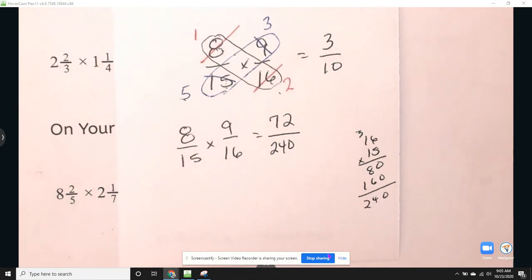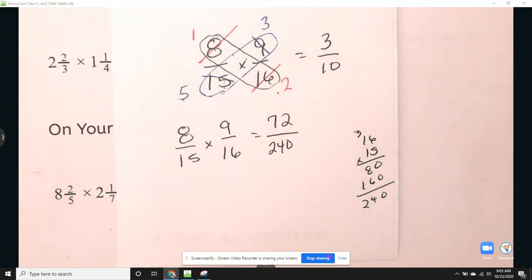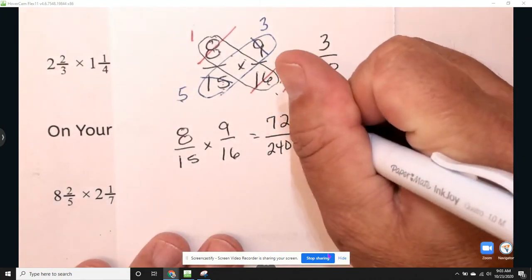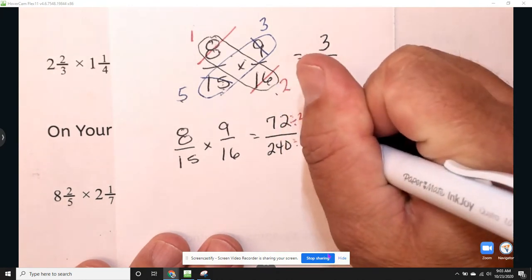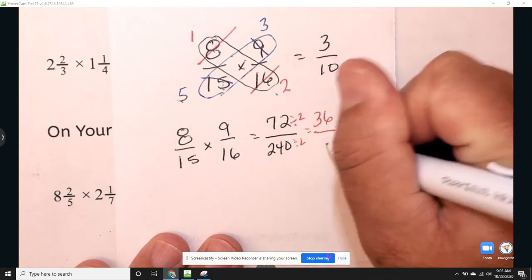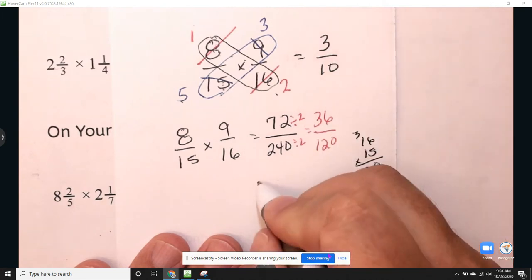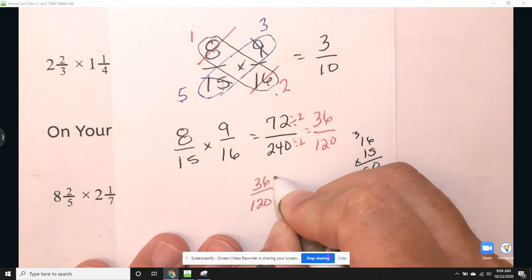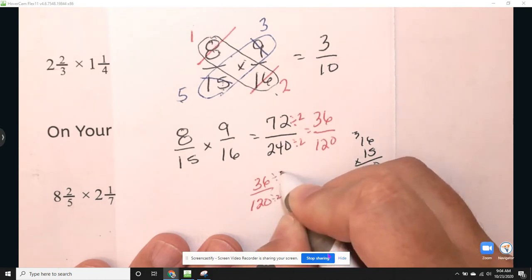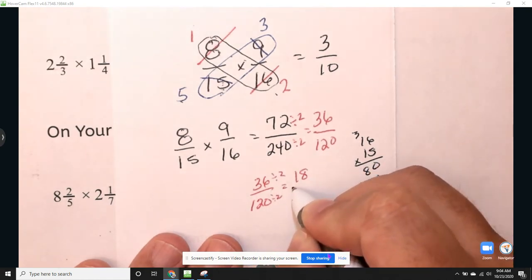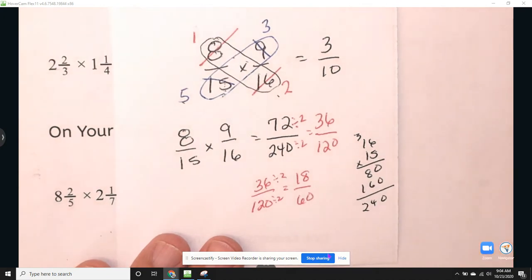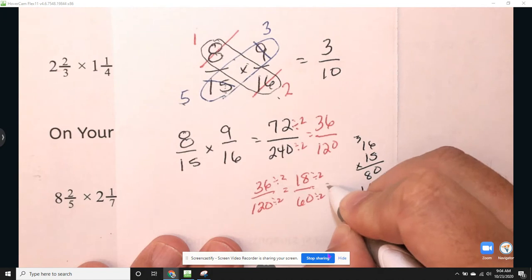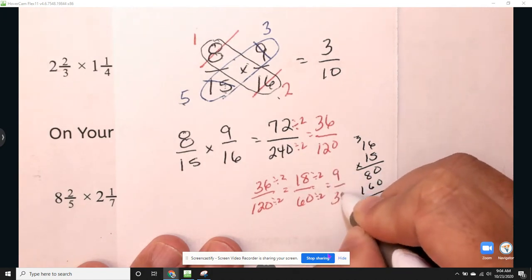All right. And then here I would do some simplifying. I'd say, oh, I know they can both be divided by 2. And divide them both by 2, and I get 36 over 120. I see 36 over 120, and I say, oh, those both can be divided by 2. And I get 18 over 60. And I said, oh, those both can be divided by 2. And I get 9 over 30.